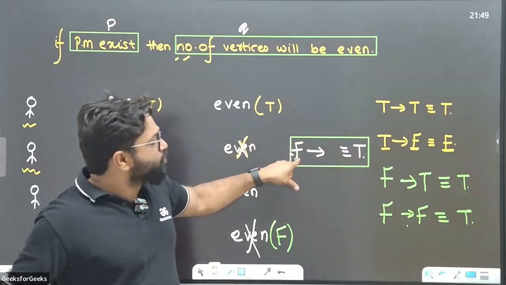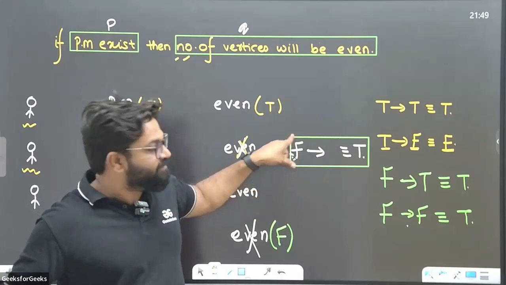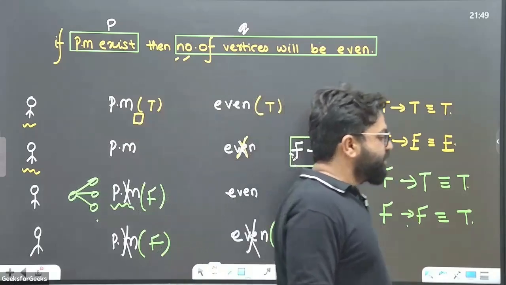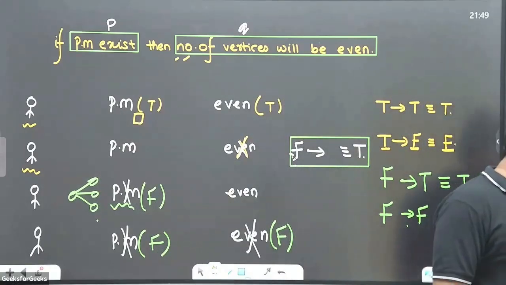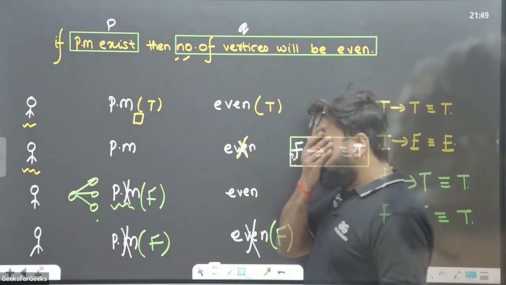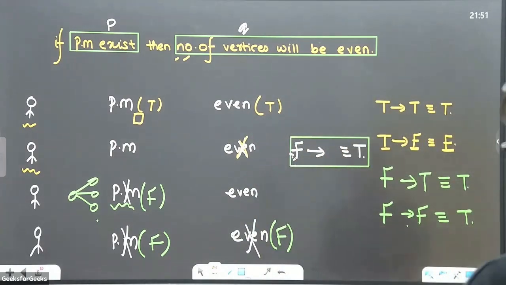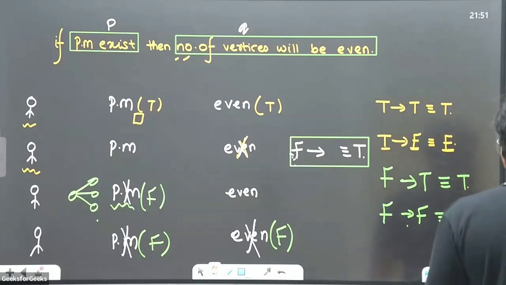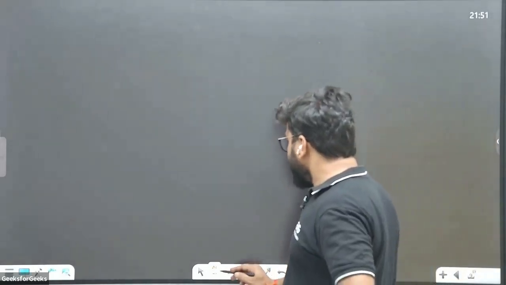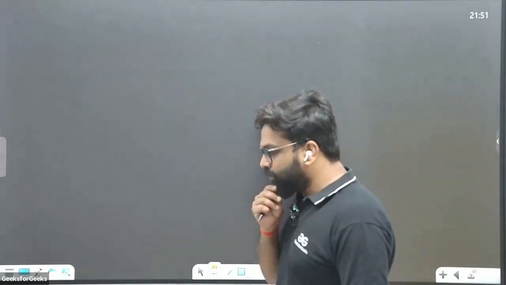So if the first statement is going to be false, that means taking a wrong example cannot disprove your theorem. This is the most important thing related to this. Understood, everyone? It means whenever your first statement is false, then we do not have to worry about the theorem. Okay, I'll try to explain this more.